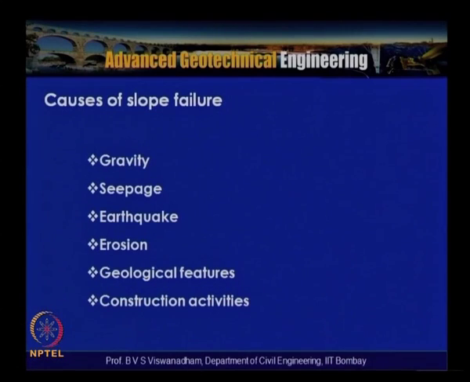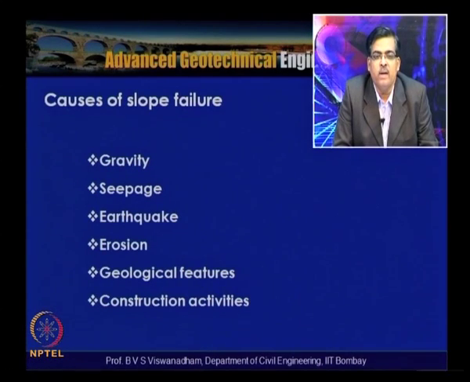So, the causes of slope failures are basically gravity. The predominant cause of slope failures is gravity, along with seepage, that is, seeping of water through the slope, earthquake, erosion, geological features, and construction activities. The construction activities are nothing but construction at the downstream side of a slope, and geological features are nothing but different stratifications of soils. Erosion: when a slope is designed with a certain slope inclination and erosion happens, the slope can become steeper and then attain failure, because the slope was not designed for that particular slope inclination.